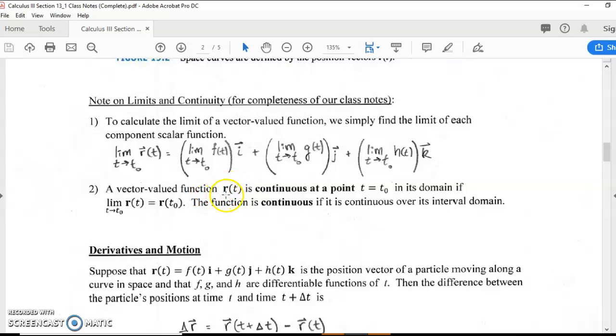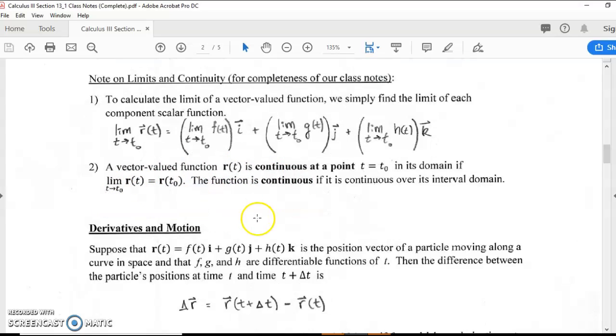A vector valued function r of t is continuous at a point t equals t naught, some specific value of time in its domain, if the limit of that vector valued function simply means that I can plug in t naught into the vector valued function. We know that makes the function continuous from Calc 1 for a function of one variable, so it works just as well with vector valued functions.